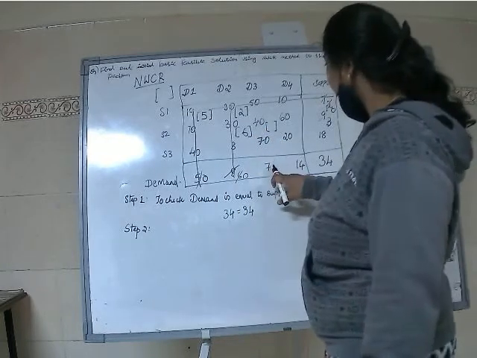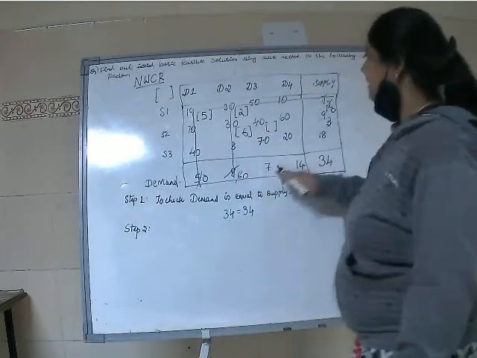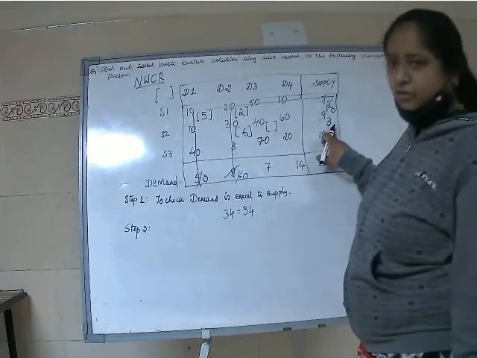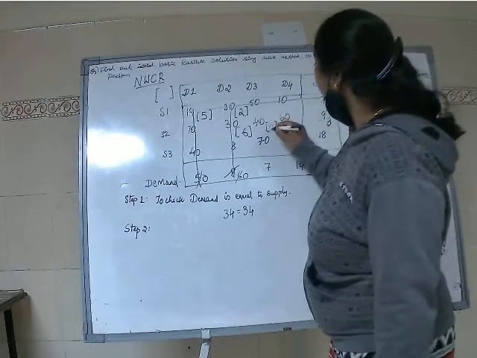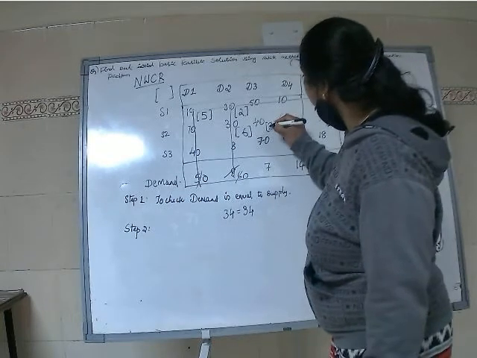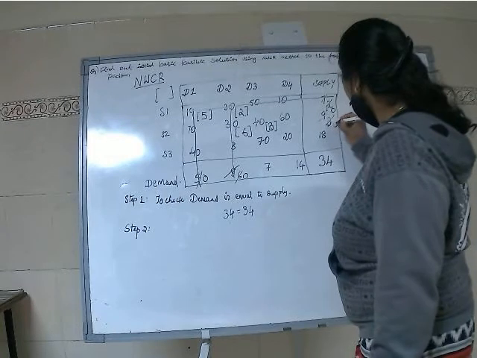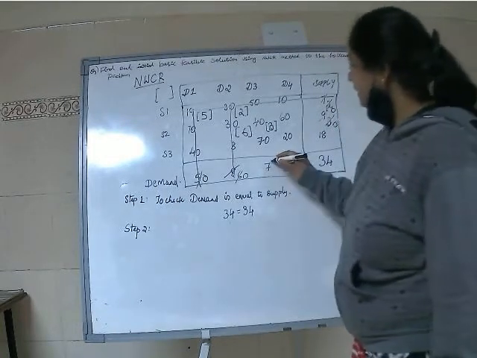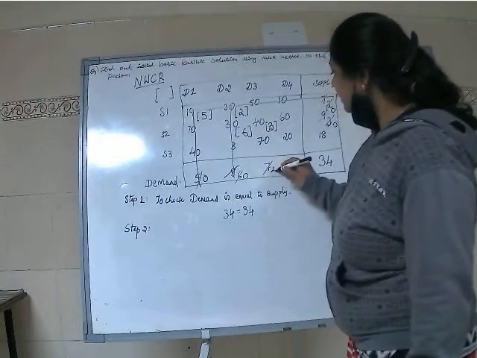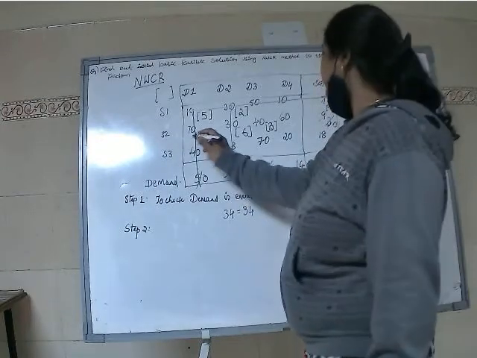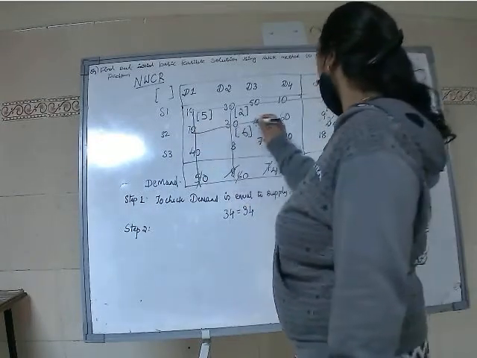I need to check demand and supply. It is 7 and 3. The minimum is 3, so I allocate 3 here and cancel this 3, mark it 0. Then 7 minus 3 is 4, so I write 4 here and cancel this row.